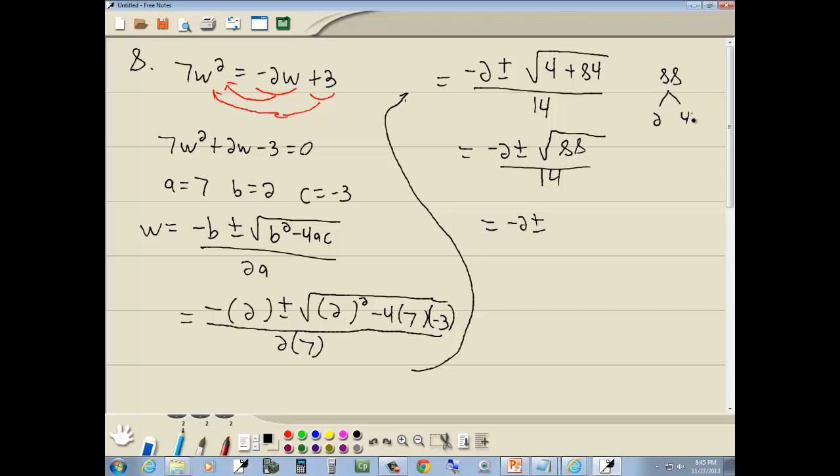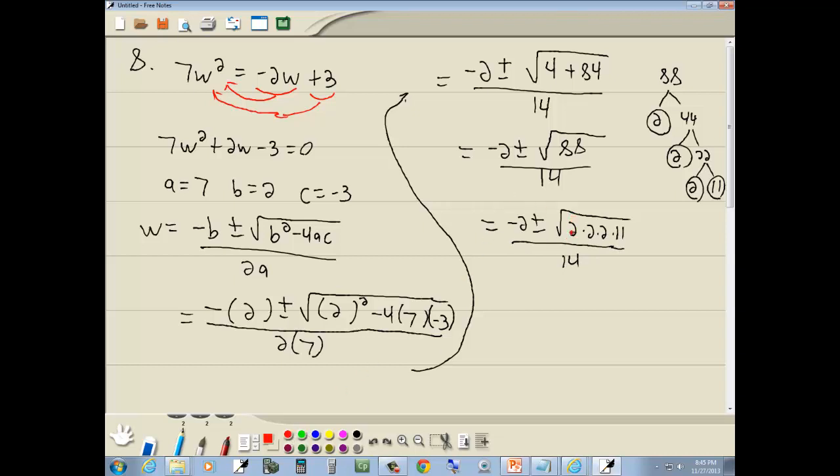88 is 2 times 44, 2's prime, so we circle it. 44 is 2 times 22, 2's prime, so we circle it. And 22 is 2 times 11. Both those are prime, so we circle it. So 88 breaks down this way. We've got 3 2's, 1 11, all over 14.